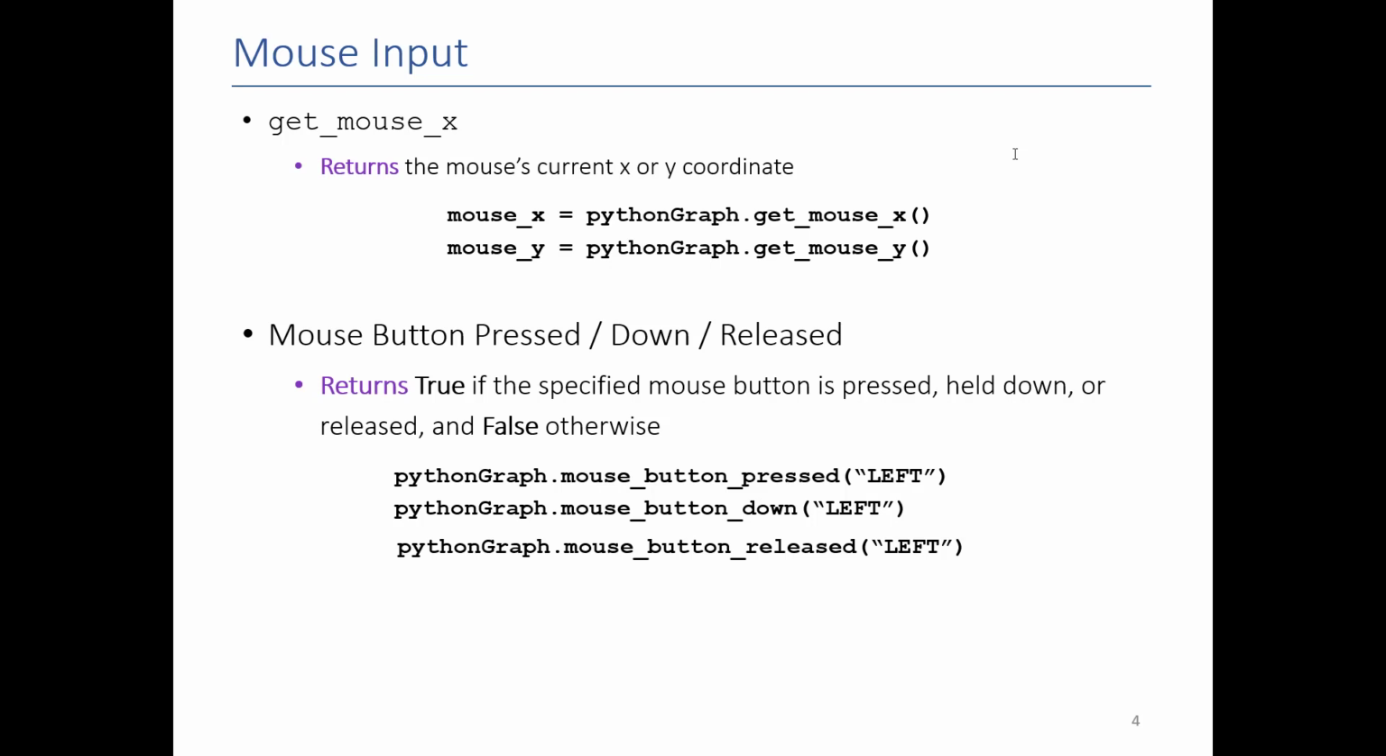Okay? The next thing we can do is detect whether or not a button is pressed, down, or released. And those are three different events. So pressed is the moment that the mouse button clicks. Down is the duration for which the mouse button is held down. And then released is the moment that the mouse button is released. It unclicks. All right? Each of these functions returns either true or false depending upon whether or not that event has occurred.